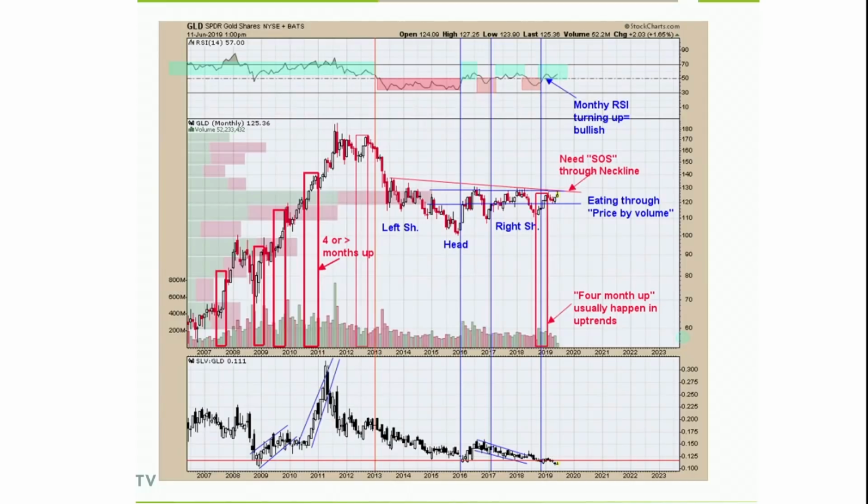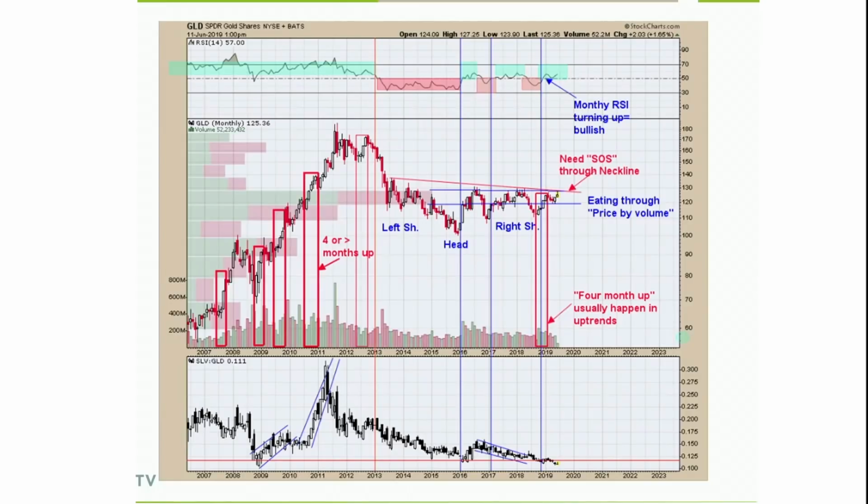So you would look for a break above that 130. Is that the neckline? Yeah, this price by volume going back to 2007, where all the most purchases are, is between 120 and 130. Once you get through that area, it becomes strong support. We're banging against it right now, and we have the RSI on the monthly chart above 50, so it's not a bearish picture. And it does look like a head and shoulders bottom. You've got a neckline right there.